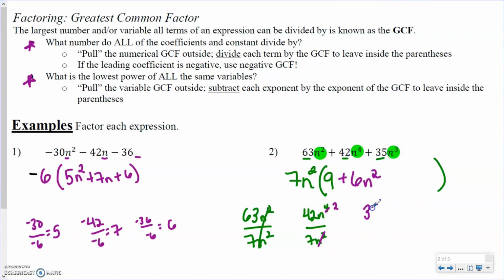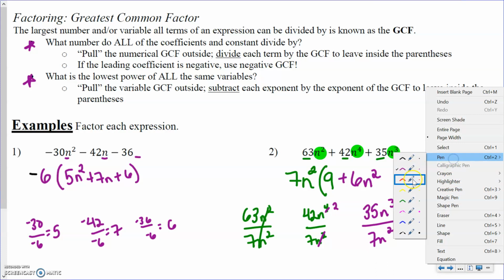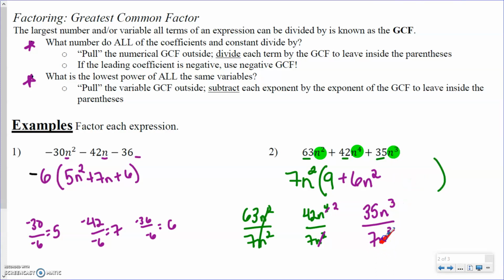And then the last one, 35n to the 3rd divided by 7n squared. Again, I have 3 on top and 2 on bottom, so if I start simplifying, the 2 cancel with 2 of these, so I really just have an n left there. And 35 divided by 7 is 5 with my n. Okay, now the easiest way to check your work on both of these is to distribute that back through. Okay, let's do a few more.